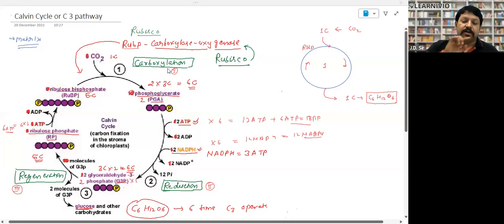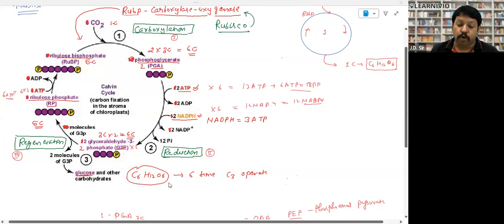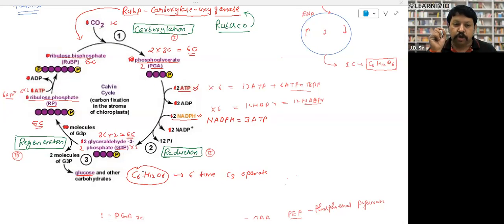When the Calvin cycle completes one turn, it fixes one carbon atom. Glucose is C6H12O6, which means it is a six-carbon compound. It has six atoms of carbon. So every time this cycle moves, it fixes one carbon atom. To make a glucose molecule, or to fix six carbon atoms, the cycle has to complete six times. Only then will one glucose molecule be formed.